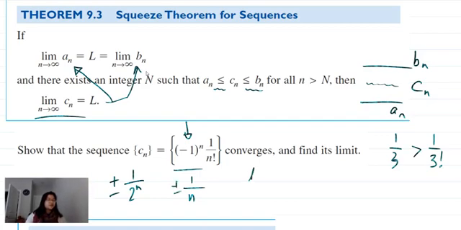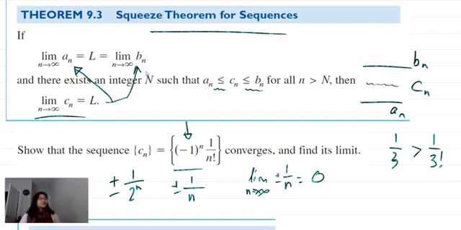And so we know the limit as n approaches infinity of 1 over n is going to give us 0, and also plus or minus on these, right? And so by the squeeze theorem for sequences, we can say that this converges, and it converges to 0. So its limit is 0.